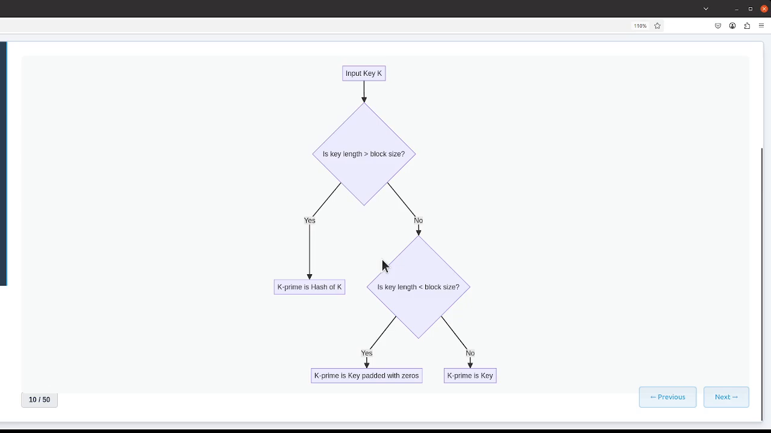If the key is longer than 64 bytes, we hash it first and then use the resulting 32-byte hash as our key. This is a crucial step for security. If the key is shorter than 64 bytes, we pad it with 0 bytes until it is exactly 64 bytes long. If the key is already exactly 64 bytes, we use it as is. The result of this process is our processed key, which the formula calls K'.